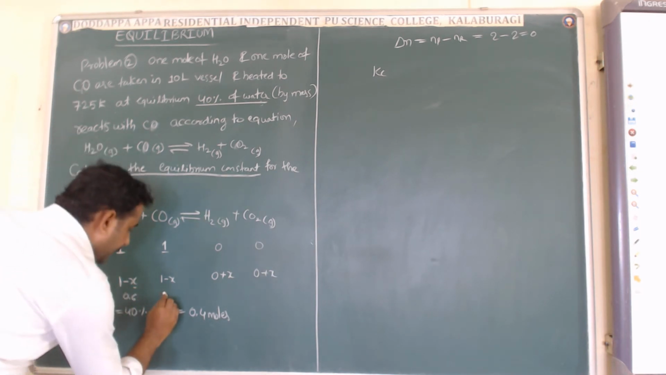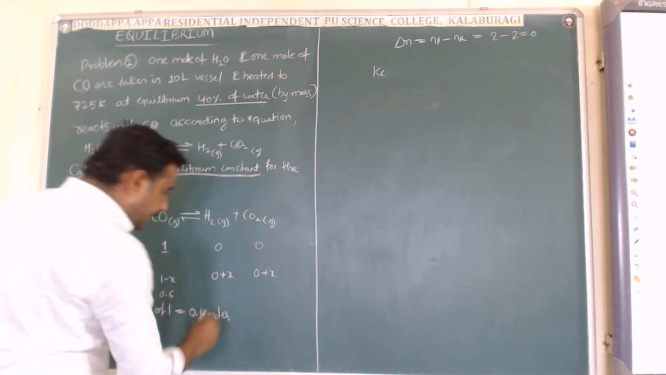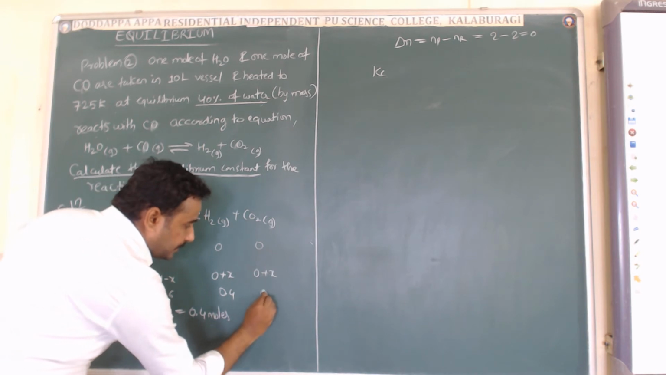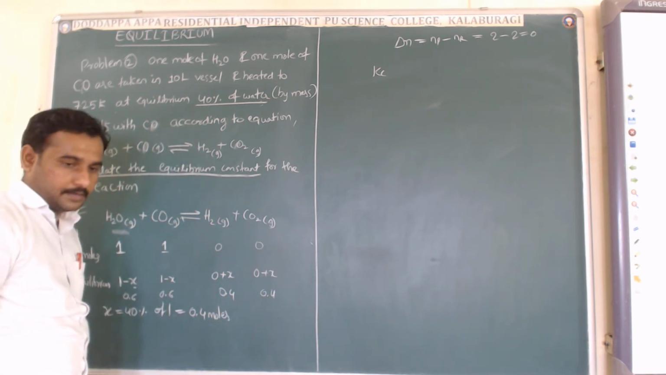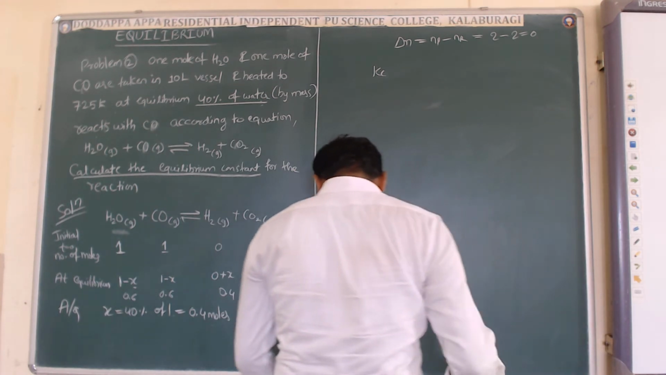Next, here also 0.6 mole you are getting. Next, on this side, 0.4 only. Here also 0.4 mole you will get. That we have found. Next, what happens here? That is the Kc. What is the Kc?